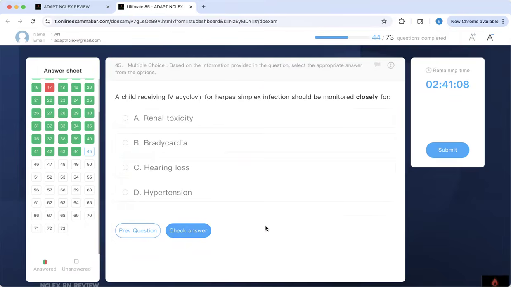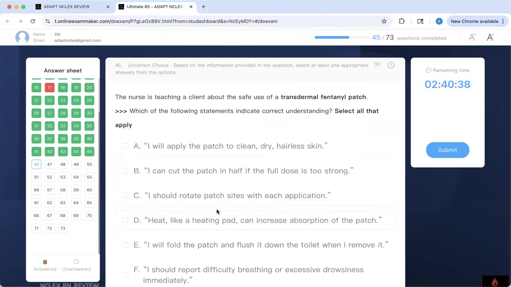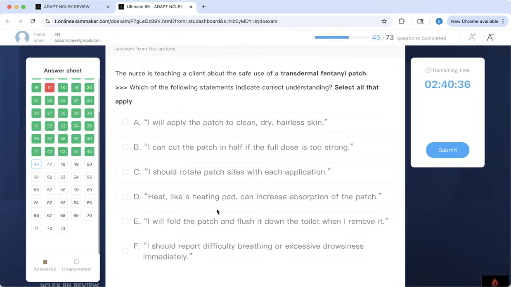A child receiving IV acyclovir for herpes simplex infection should be monitored closely for what? Acyclovir is antiviral. What is the major side effect? Renal toxicity, bradycardia, hearing loss, hypertension. This one, if you know it, you know it. Pharmacology is something, if you know, you know. You see acyclovir, there should be one word coming to your mind. Whenever you see acyclovir, it affects your kidney. It's very nephrotoxic. Therefore, you got to drink a lot of water.